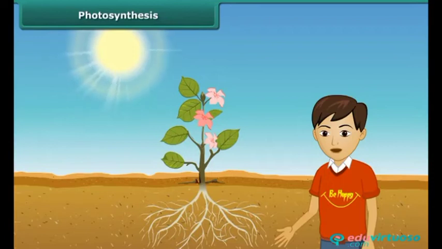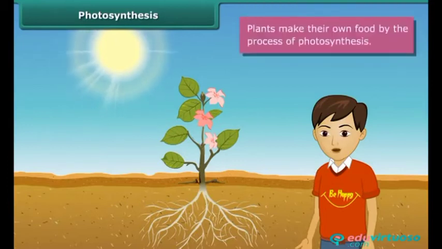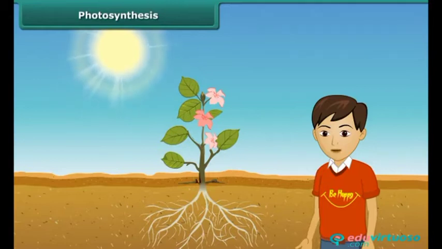And now we can see food is the basic requirement for everyone. Food is required for human beings as well as for plants. So we can see that plants prepare food by themselves. Plants make food on their own. This process of making food is known as photosynthesis.